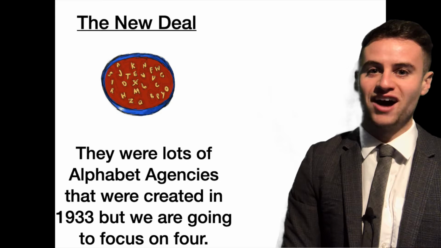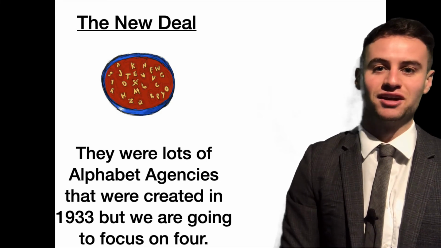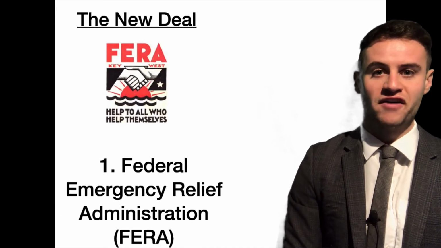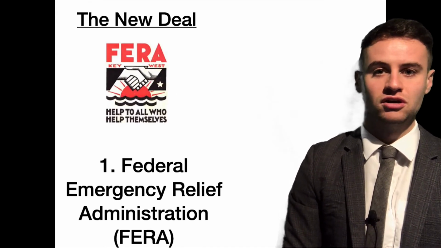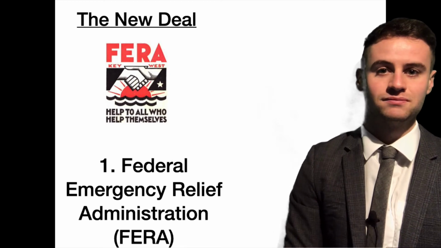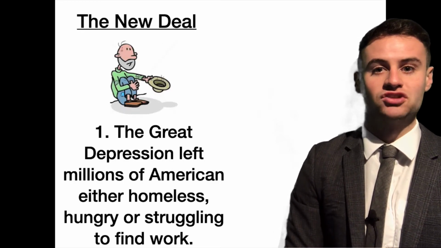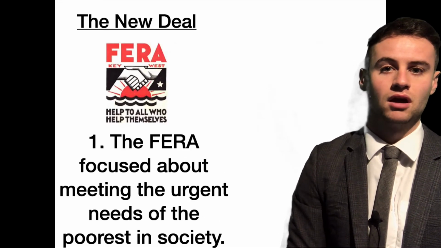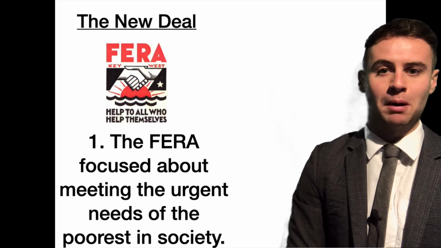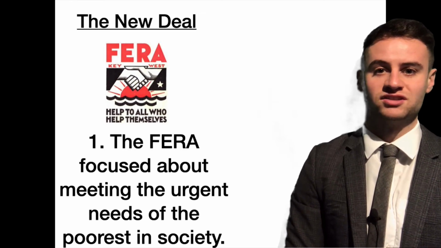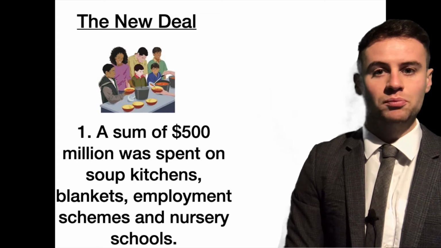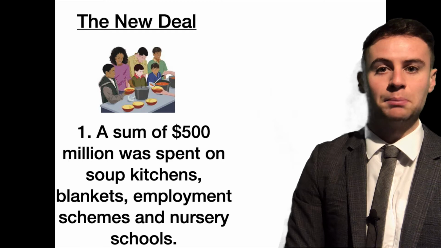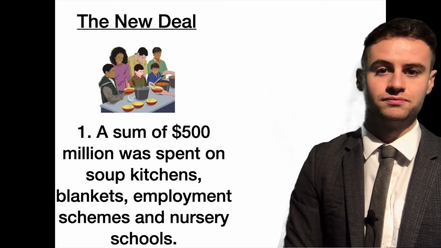Right, so there were lots of alphabet agencies that were created in 1933, but we're going to focus on four only. The first one is the Federal Emergency Relief Administration, known as the FERA. The Great Depression left millions of Americans either homeless, hungry, or struggling to find work. The FERA focused on meeting the urgent needs of the poorest in society. So a sum of $500 million was spent on soup kitchens, blankets, employment schemes, and nursery schools.